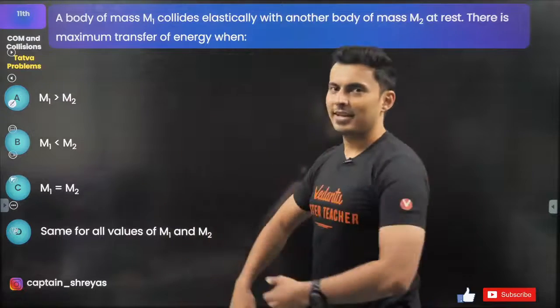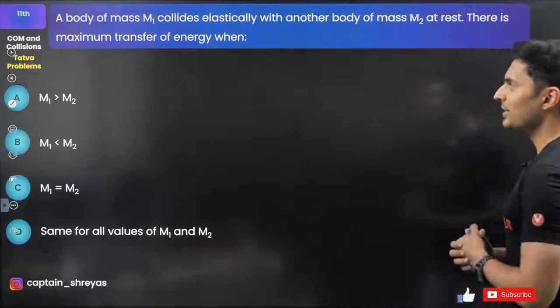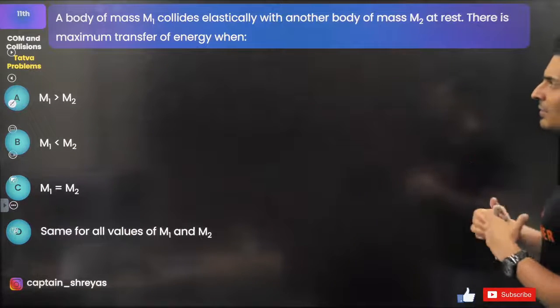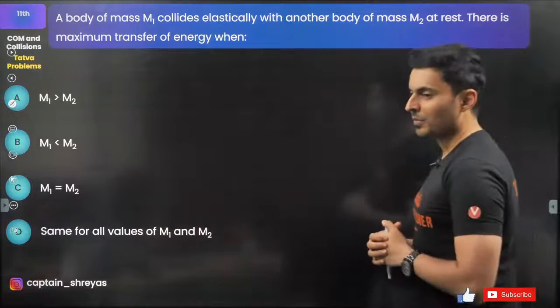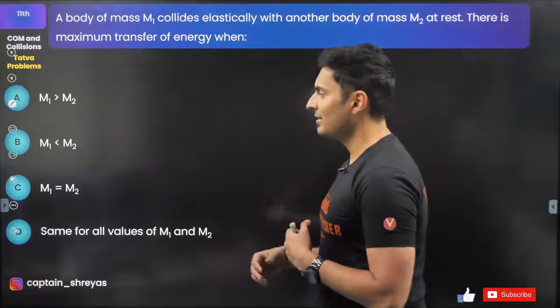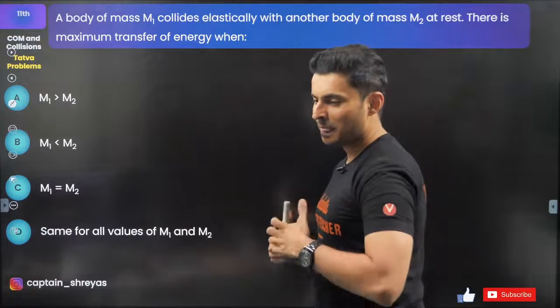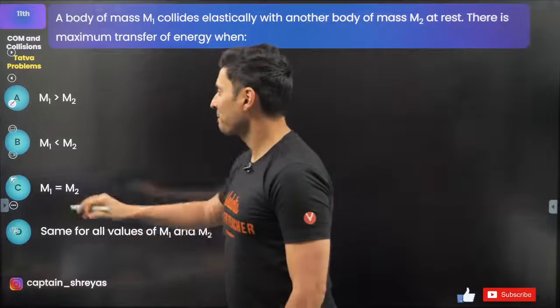Okay, this is now a direct question. A body of mass m1 collides elastically with another body of mass m2. There is a maximum transfer of energy when one is more, one is less, one is equal, or it doesn't matter whether they are equal or not equal.